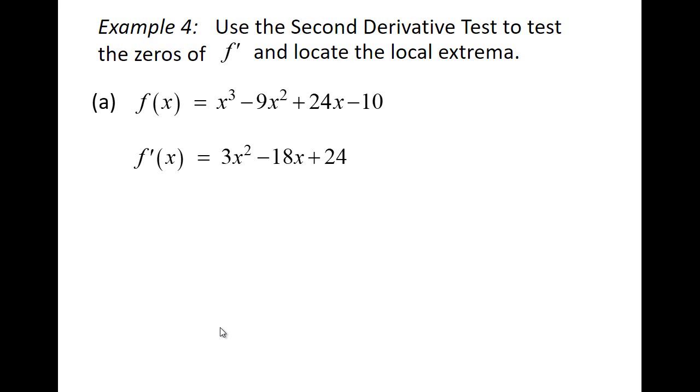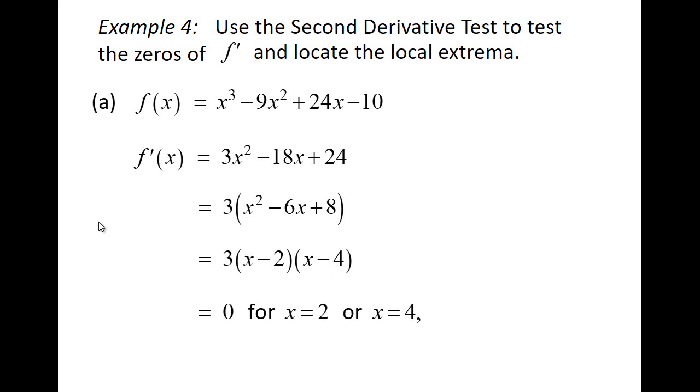Okay, so the first thing we do is find the derivative, which is going to be 3x squared minus 18x plus 24. And notice that we can factor out the 3 here. That's going to give us x squared minus 6x plus 8, and this quadratic can be factored into x minus 2 times x minus 4. So we see that f prime of x is 0 when either x is 2 or x is 4. So these are the two critical points of the function f.